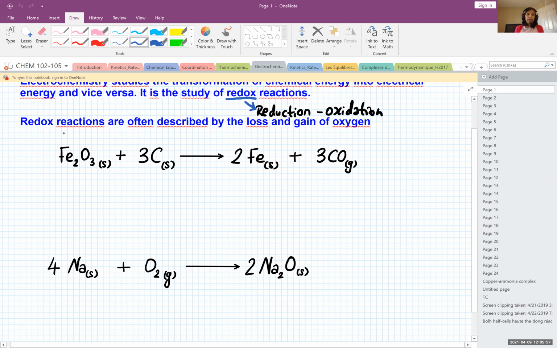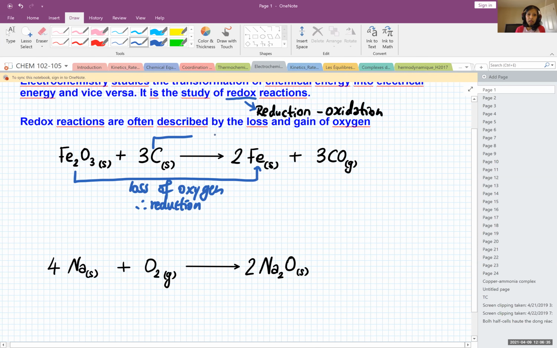Now, a lot of the time we can describe these redox reactions as a transfer of oxygen, so a gain or a loss of oxygen. Let's see, for example, here. If we heat iron oxide in the presence of carbon, iron oxide will be reduced to iron. So we can produce iron in this way. We see here that Fe2O3 has lost oxygen. Therefore, this process is reduction. We clearly see that this compound has been reduced into iron.